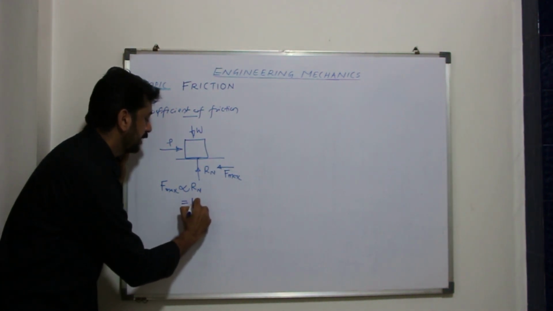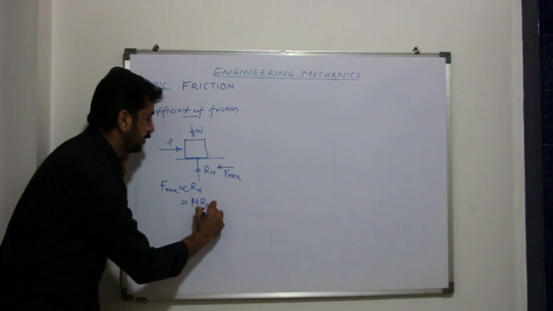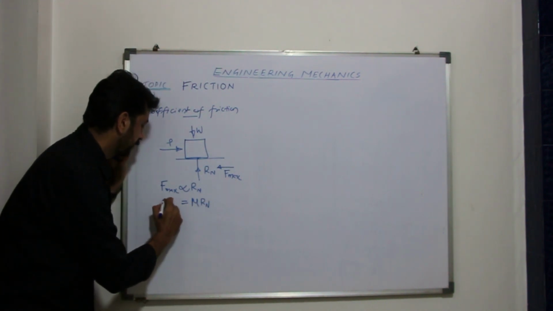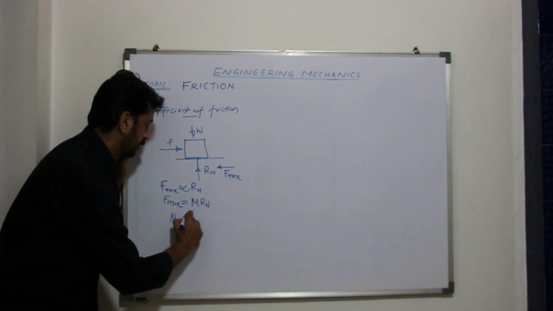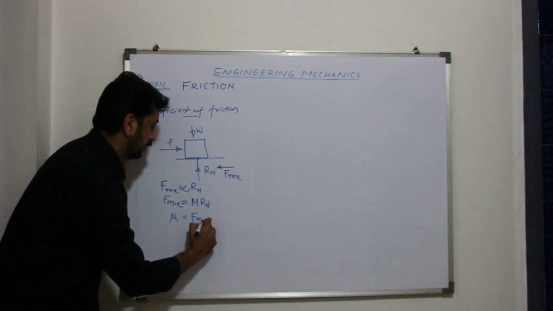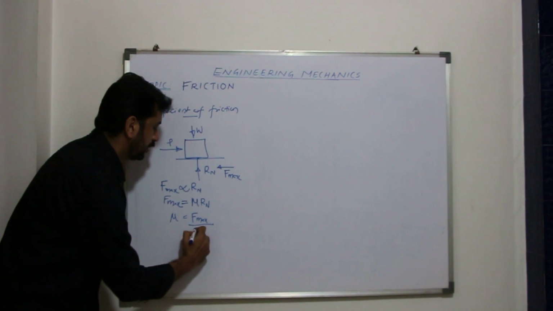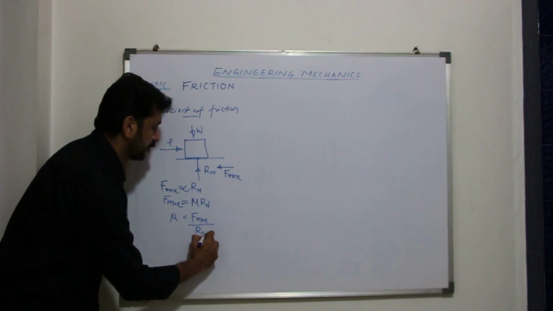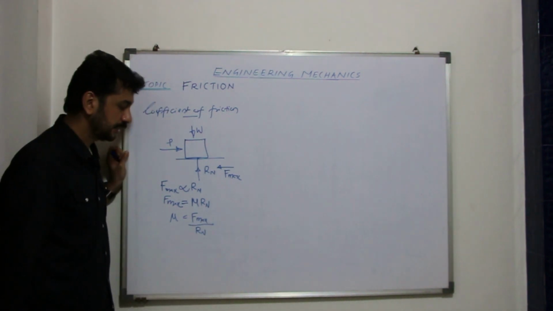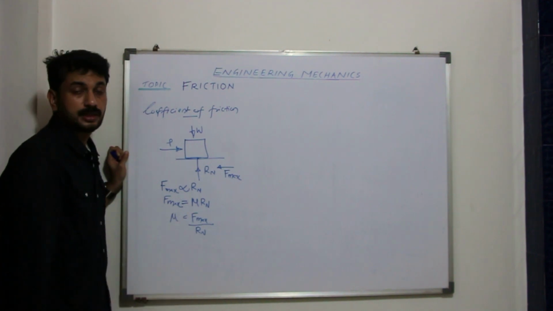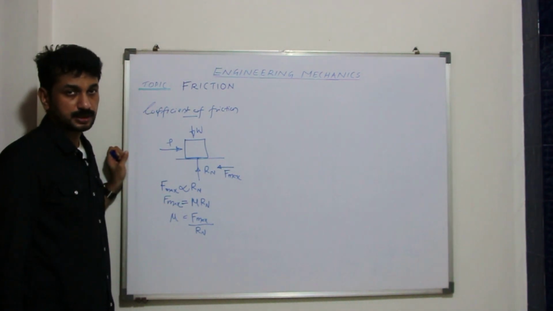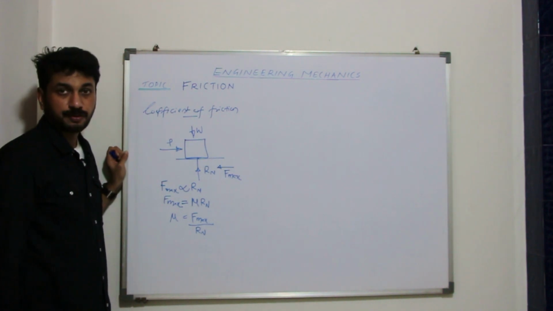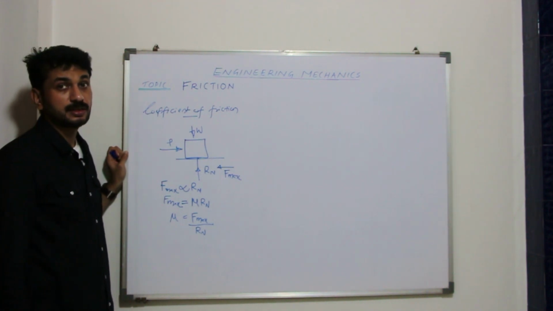multiplied by a constant. This constant of proportionality is known as coefficient of friction. The coefficient of friction has no units. The value of the coefficient of friction will always be less than 1.